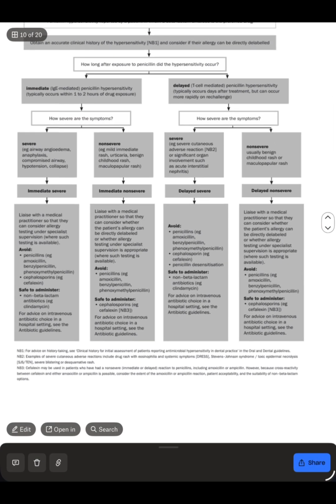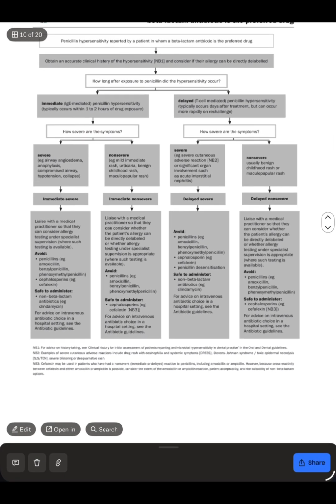So about this whole table, we found out that there are two different kinds of penicillin hypersensitivity. First is immediate and then delayed. So immediate occurs within 1 to 2 hours, and delayed occurs days after the treatment. Then further, we need to divide the immediate into severe and non-severe, and delayed also severe and non-severe. If the patient has severe, even in immediate or delayed, we need to avoid penicillin and cephalosporin at any cost. And it is safe to administer clindamycin.